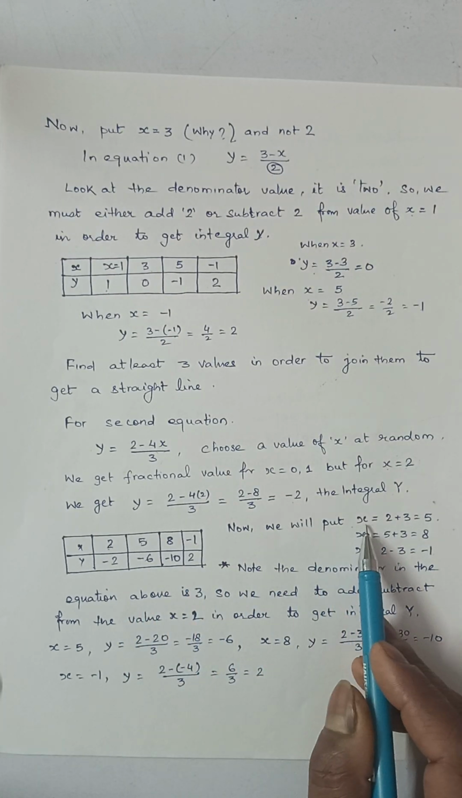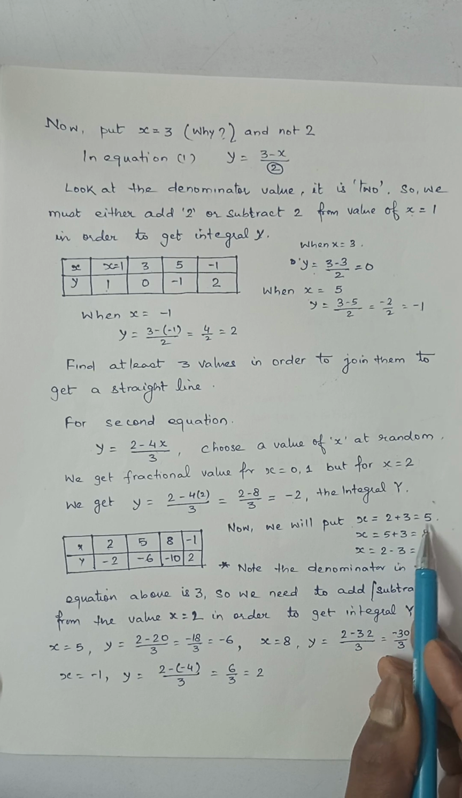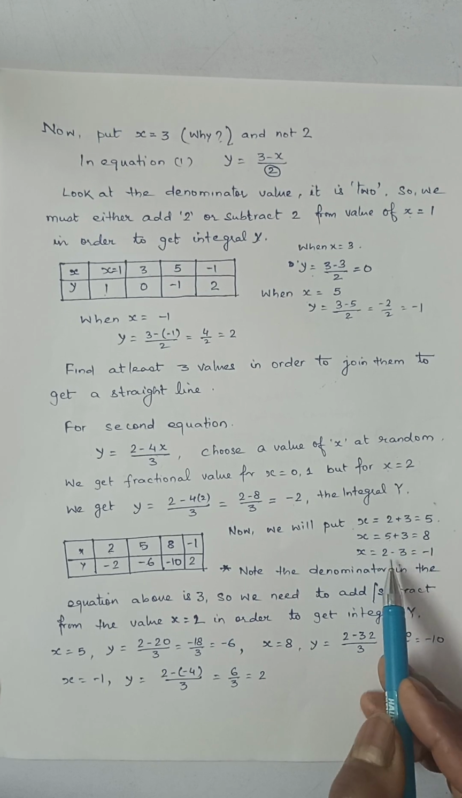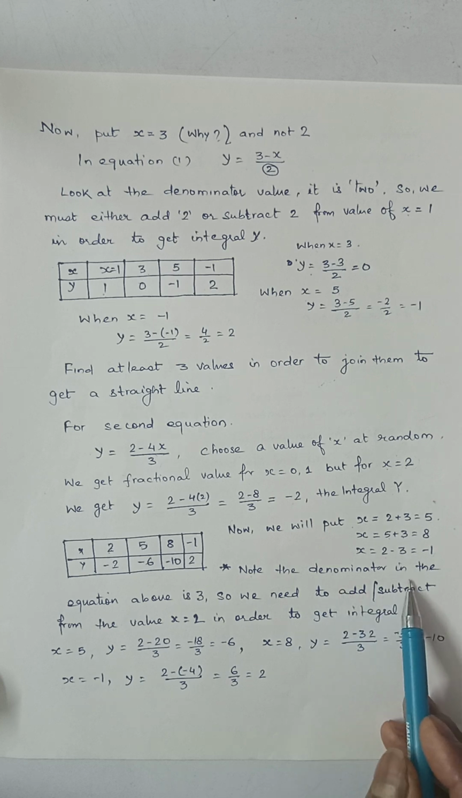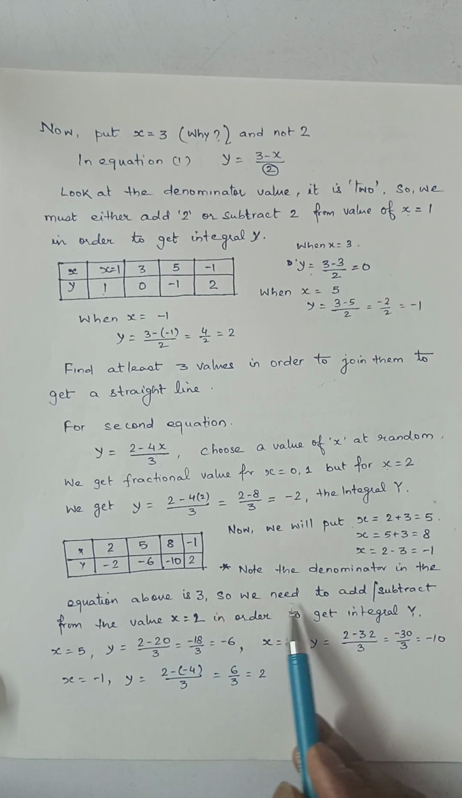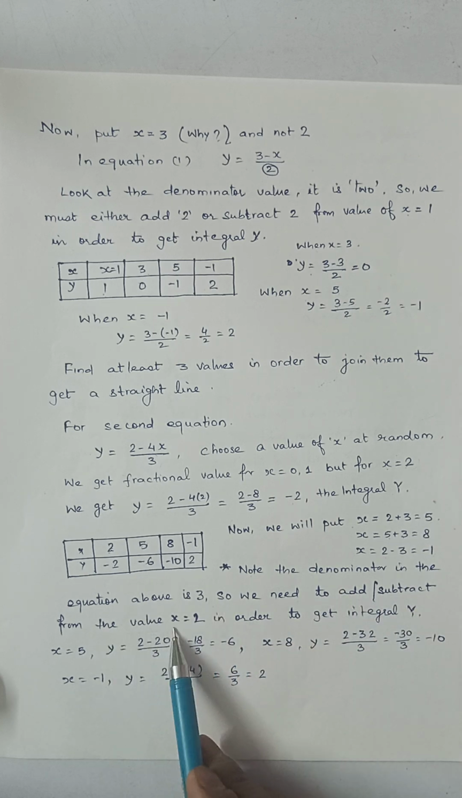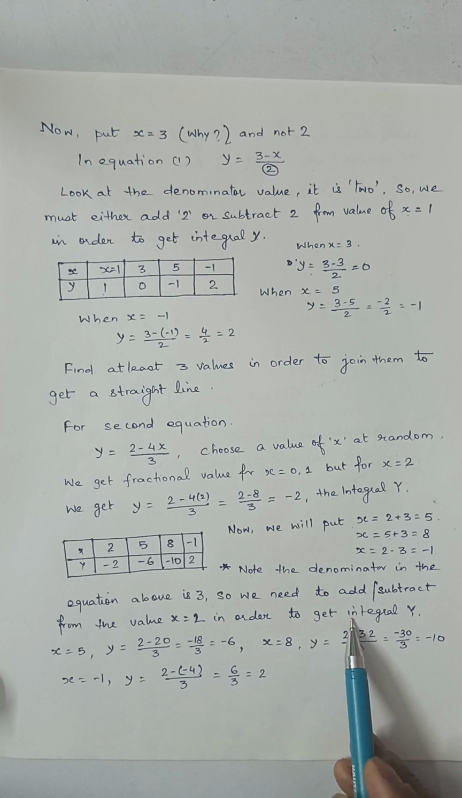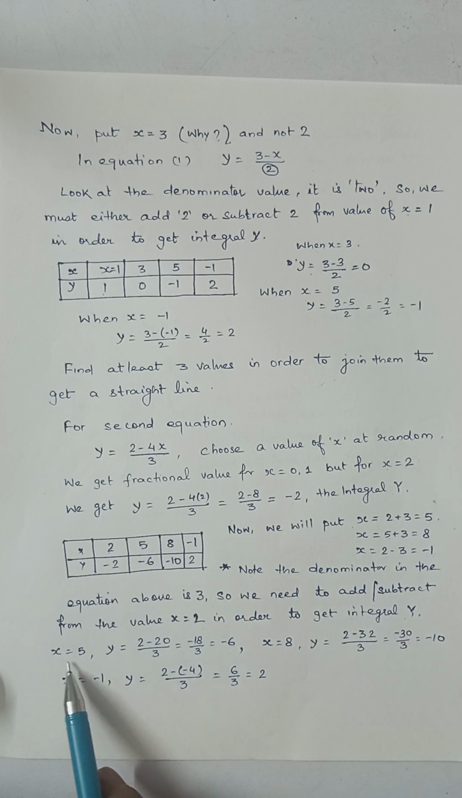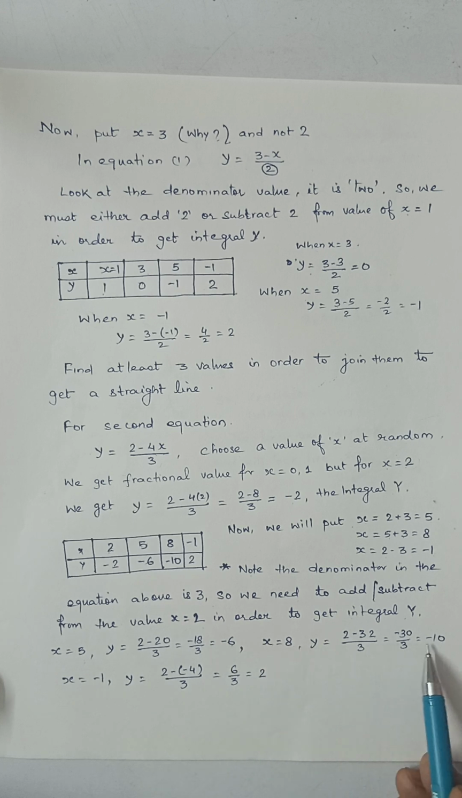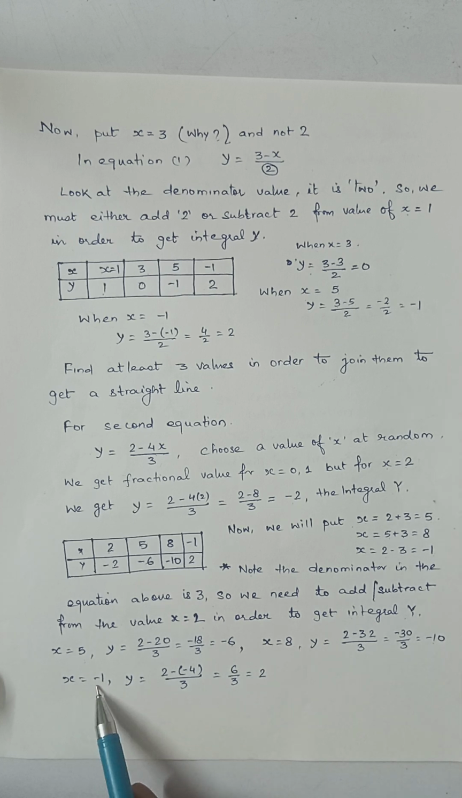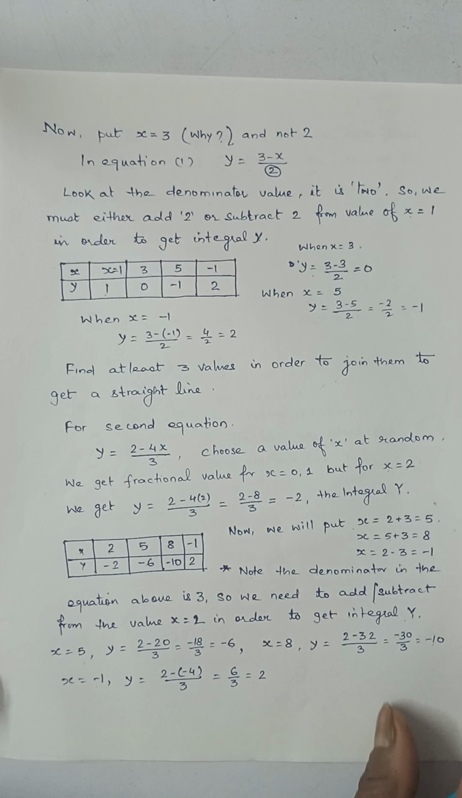On putting these values, x equals 2 plus 3 equals 5, 5 plus 3 equals 8, 2 minus 3 equals minus 1. We note that the denominator in the equation above is 3. So we need to add or subtract from the value of x equal to 2 in order to get the integral value of y. So on putting these values, we get x equals 5, then y equals minus 6, x equals 8, then y equals minus 10, x equals minus 1, y equals 2.